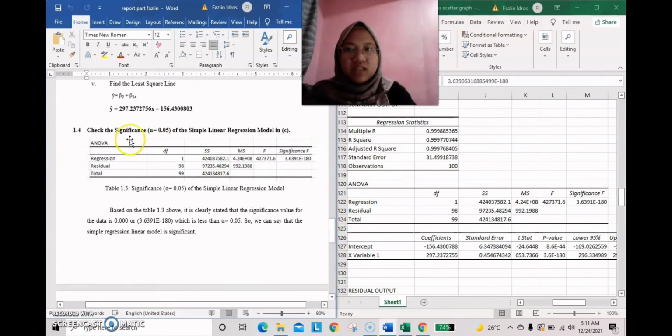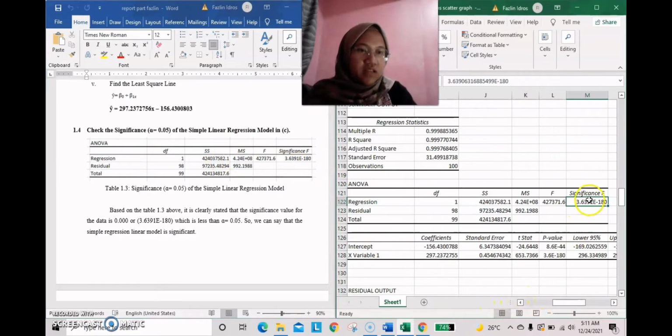The next part is to check the significance equal to 0.05 of the simple linear regression model. I just take this from the data analysis in the Excel. Here it is. The significance is 3.6391 exponent negative 180. When I put it in the calculator and convert it to a whole number, I obtain 0.0000, which means the value is 0.00. So the significance is 0.00 and it is lower than 0.05. You can see that the simple linear regression model is significant.